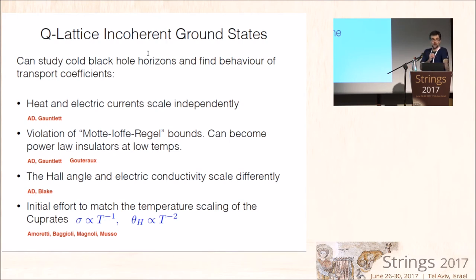So this system remains metallic. It conducts electricity, it conducts heat. But as you lower the temperature, these are getting parametrically smaller and smaller. This is telling you that there is no bound you can actually write for these systems. Now, the Hall angle and the electric conductivity that I told you before scale differently. There have also been some efforts to get the scaling that you find in the cuprates. So sigma in the cuprates scales like T to the minus 1, and the Hall angle scales like T to the minus 2.